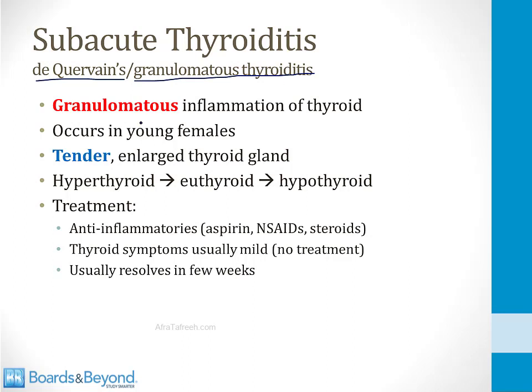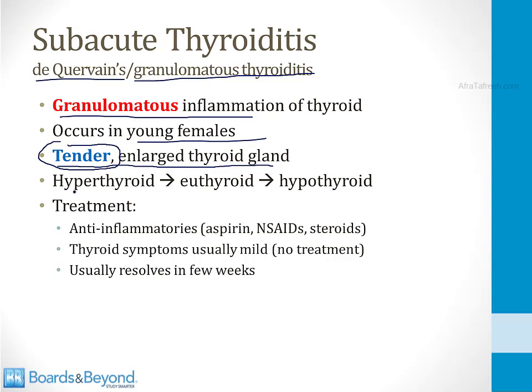Subacute thyroiditis is also known as de Quervain's thyroiditis or granulomatous thyroiditis, and the most important thing to know about this condition for step 1 is that it involves granulomatous inflammation of the thyroid gland. So on biopsy, you will see the presence of granulomas and giant cells. It occurs in young females, and they usually present with symptoms of pain in the neck because they develop a tender and large thyroid gland. And I've bolded the word tender because it's relatively unique. Most of these thyroid disorders do not present with a tender thyroid gland.